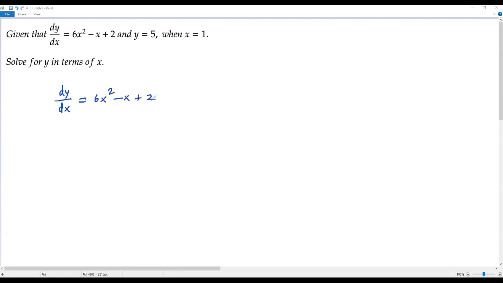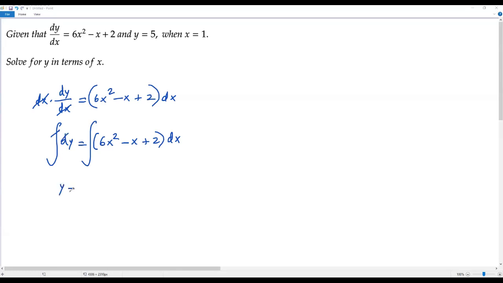Before we start doing integration, first we have to get rid of this dx in the denominator. For that, we multiply both sides of this differential equation by dx. When you do so, this dx and dx will cancel out. So I'm getting dy equals (6x² − x + 2) dx. Now I can start doing integration on both sides. When I integrate dy, the integration and differentiation cancel. I'm just getting y on the left side.